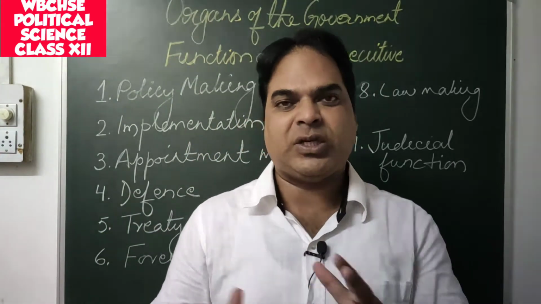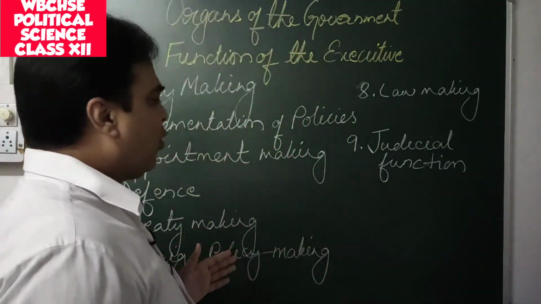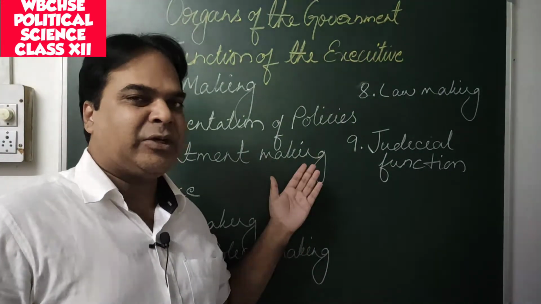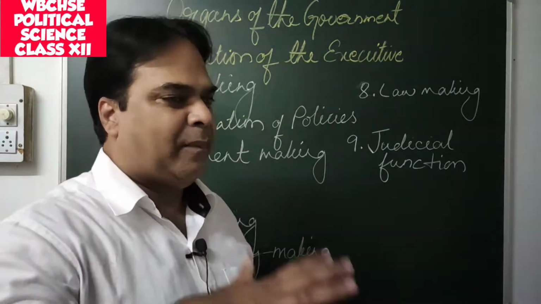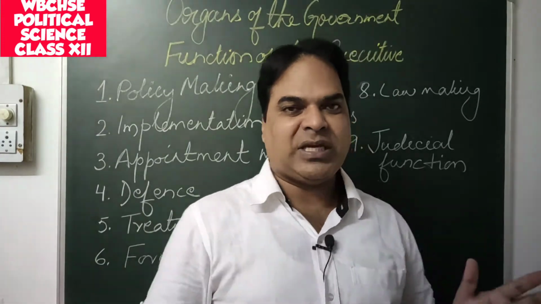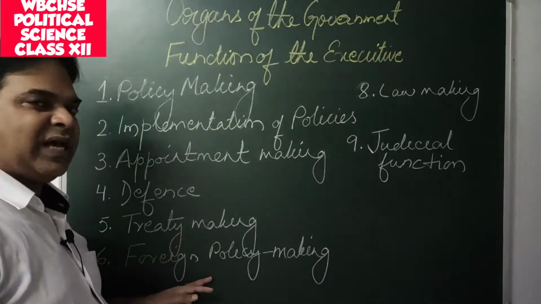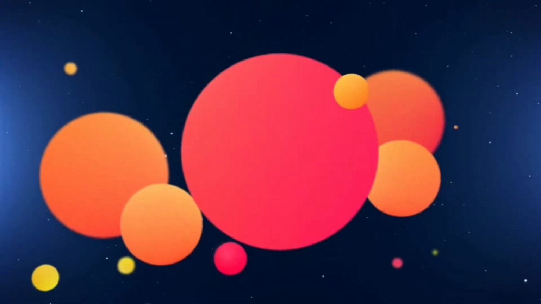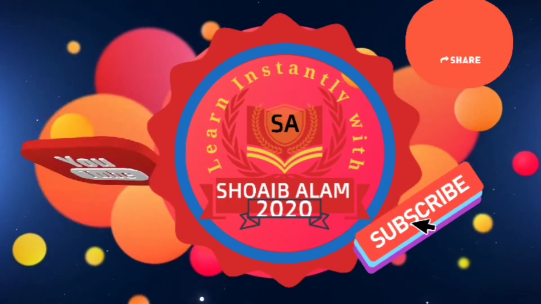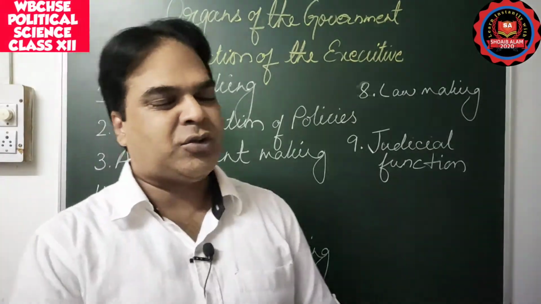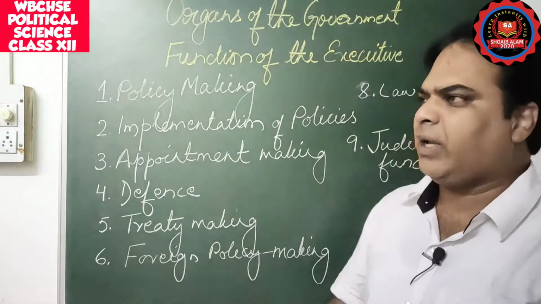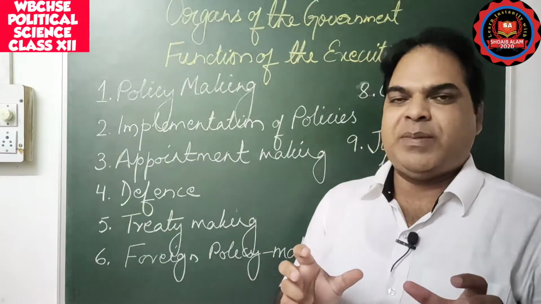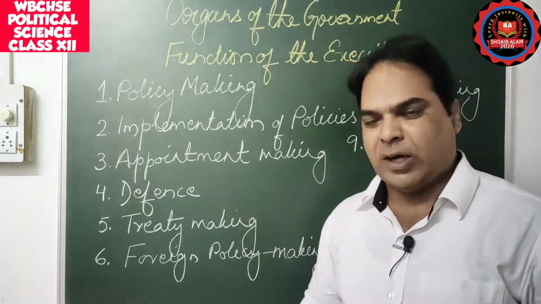So today we will discuss, particularly focusing on, some of the important or major functions of the executive, which are performed by executives all over the world, whether it is a parliamentary government or a presidential government. These are some of the major things which have to be done by the executives. The first and foremost important function of the executive is policy making. Policy making is one of the most important functions of the executive.